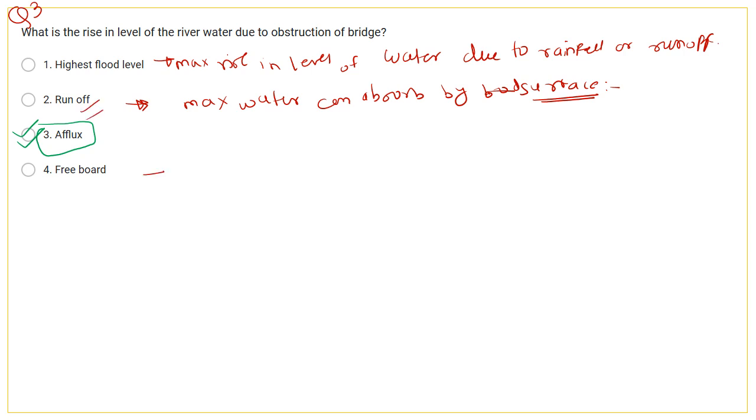Then next is freeboard. Freeboard is the vertical distance between the water level. Suppose this is the water level, and this is the top of restraint. The vertical distance between the water level and the top of restraint is nothing but freeboard. So this distance is freeboard. This is about question number 3.